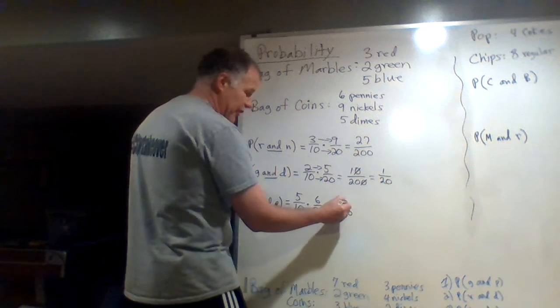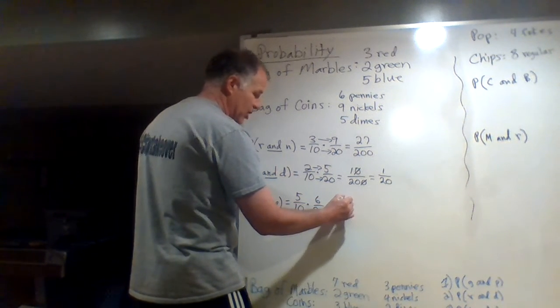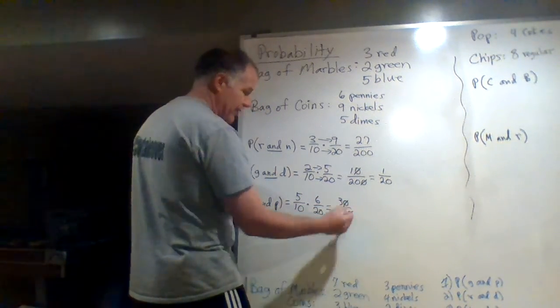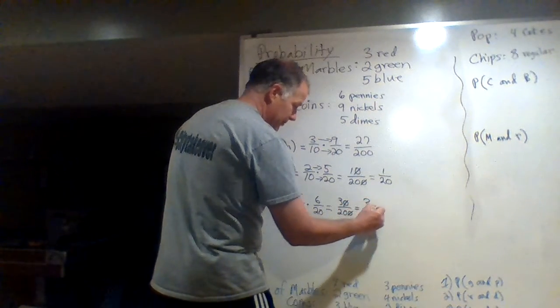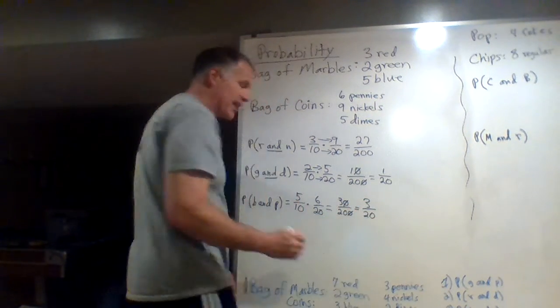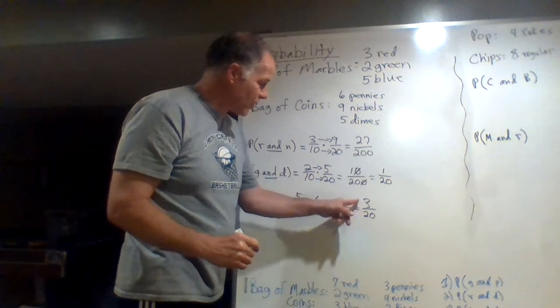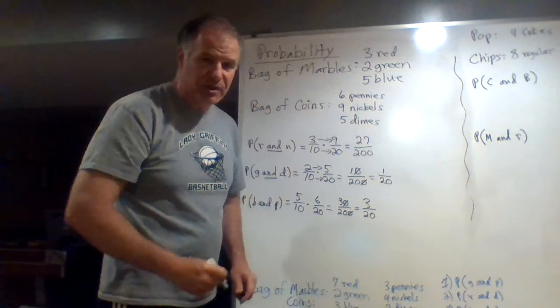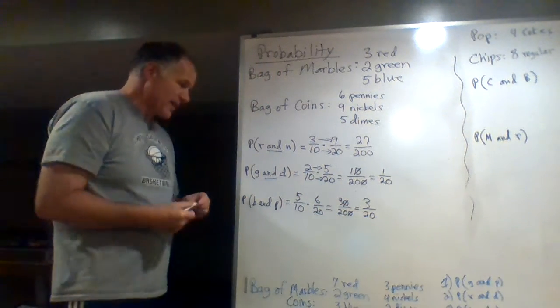I have a 0 on 30. I've got a 0 on 200. I can cross off 1 0 off of both. 3 out of 20, and then nothing, again, 3 cannot go into 20, so that is the answer. Nothing can be reduced. 3 out of 20 is our answer.